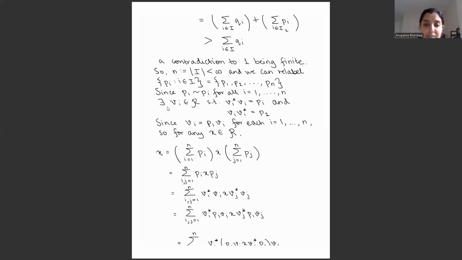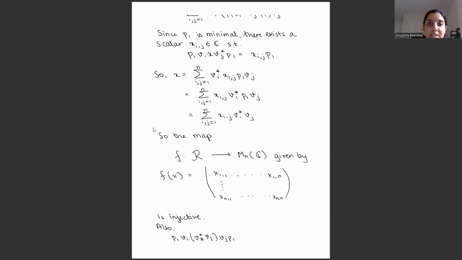And so then the middle terms can be grouped. I can write it as P_1 V_i x V_j star P_1. And what I would get is that the middle term P_1 V_i x V_j star P_1 is going to be some scalar multiple of P_1. Why? Because P_1 is a minimal projection.